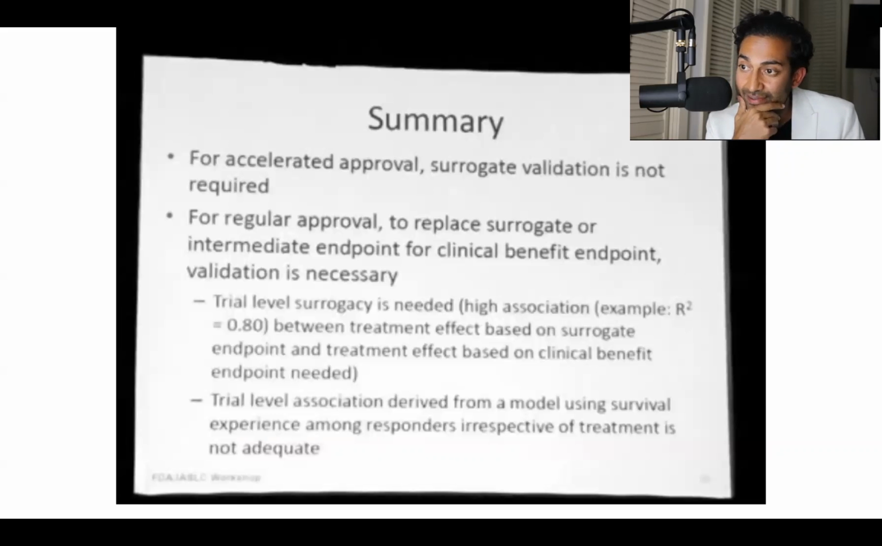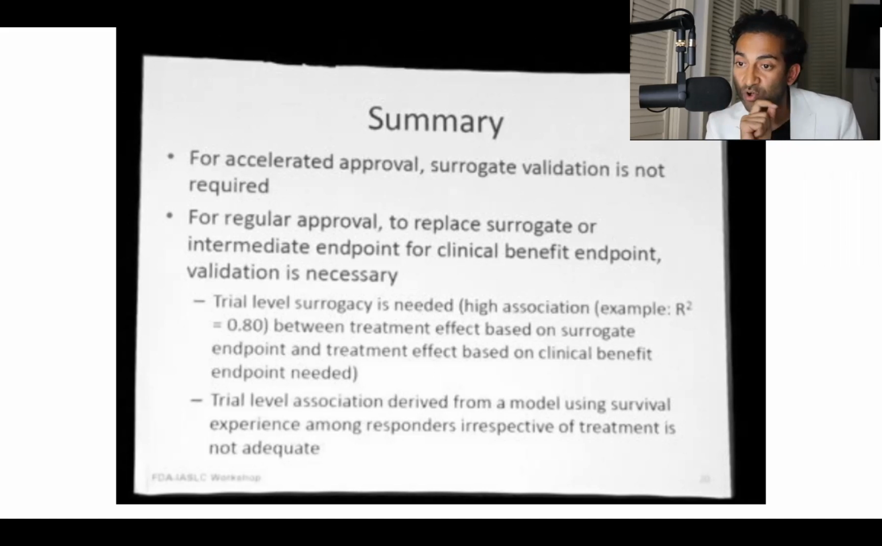This is contraband. This is forbidden stuff. This is a slide that slipped out from the FDA. And this is from the FDA. They presented at some workshop. And here's what they say. For accelerated approval, because the regulatory standard is, quote, reasonably likely to predict, surrogate validation is not strictly required. You just have to believe in your heart that that surrogate is a reasonable surrogate. I think that's quite weak, but I'm willing to take it.